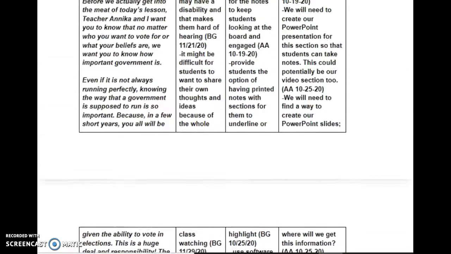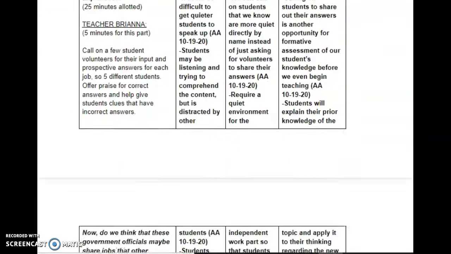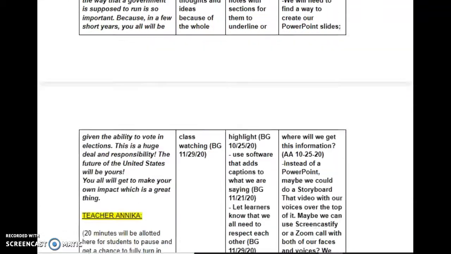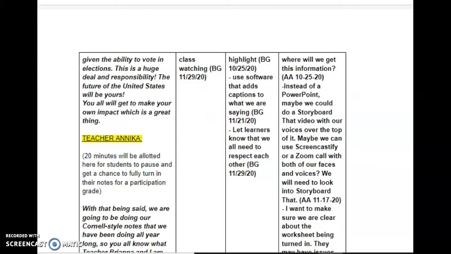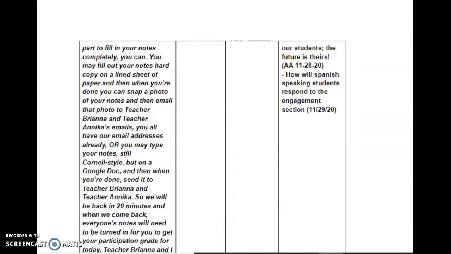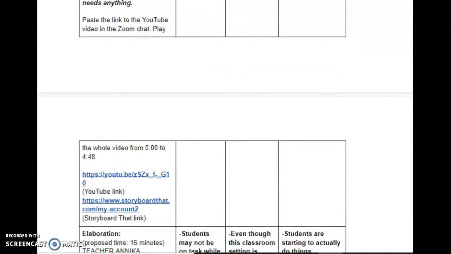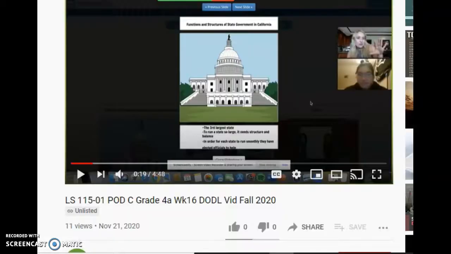So this part of the lesson with the storyboard, that is under the explanation part. And this is a part where me and my co-teacher talked about the storyboard. And I want to say this is probably my favorite because right here, we're just going through each slide.